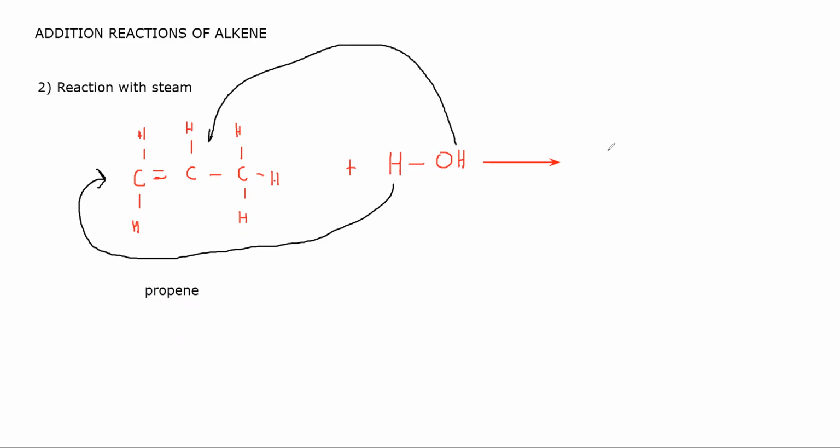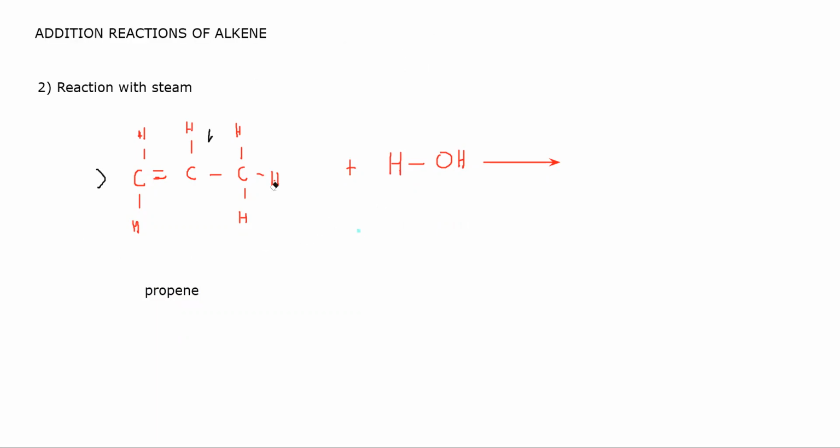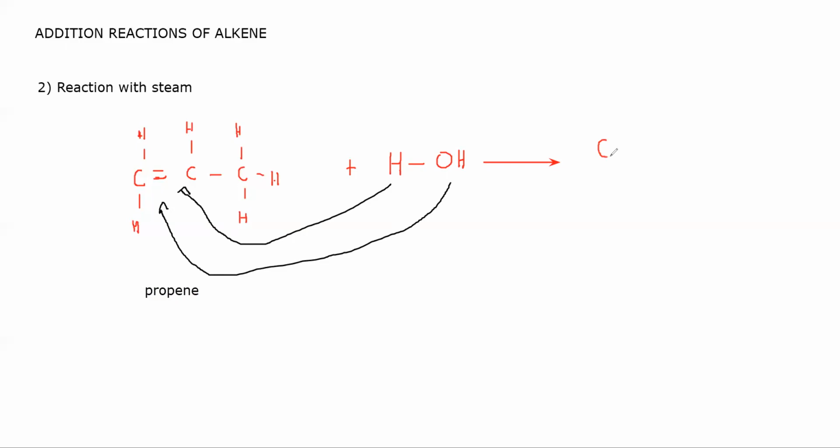So if I draw the product, it can be the other way around too. Hydroxide can be added to the first carbon and hydrogen can be added to the second carbon. So it's up to you which one you want to form, because both possibilities are there. The double bond will turn into a single bond. With the first carbon, I attach OH, and with the second carbon, I attach hydrogen, and then CH3.